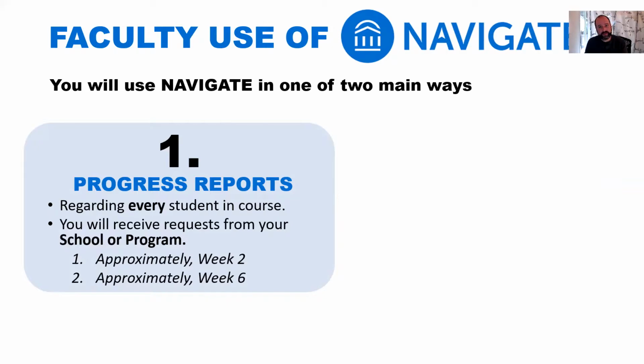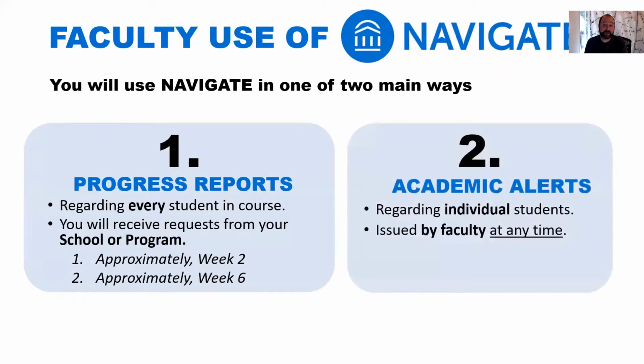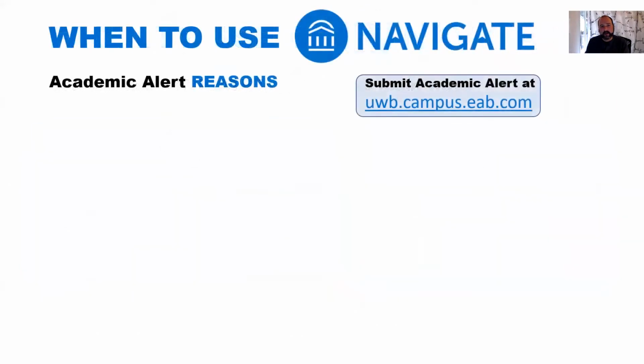The other way that you can use Navigate is through academic alerts. And that is typically involving individual students, one at a time. You're seeing a problem, they're failing your class, they're having behavioral issues, whatever it is, and you issue that alert on that student of your own accord, right? So when would you issue an alert for a student?